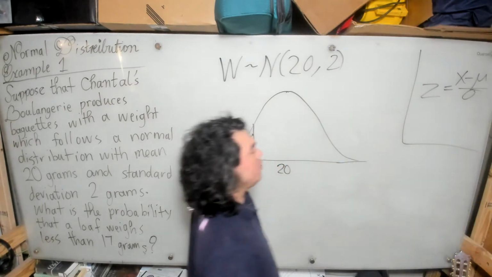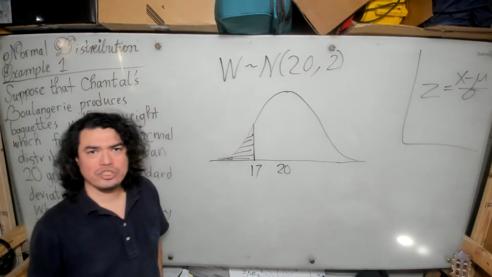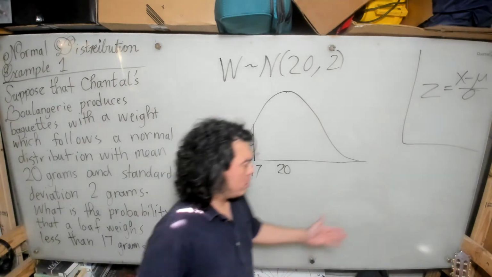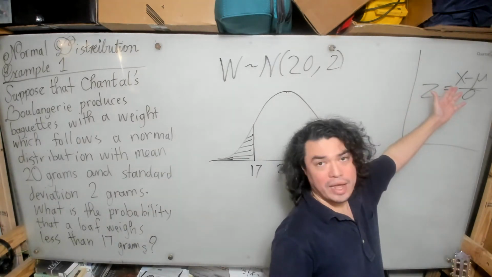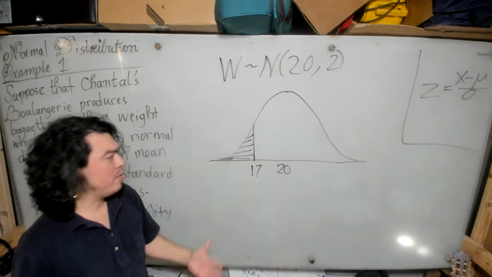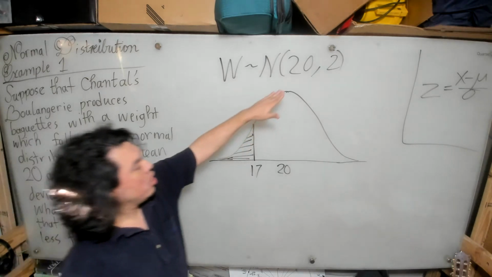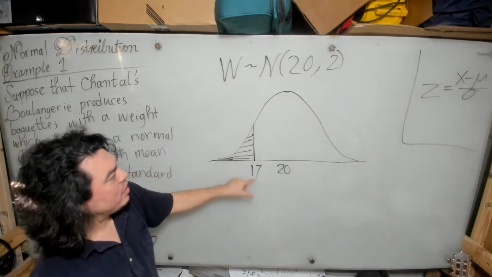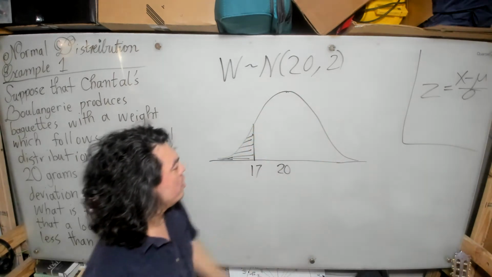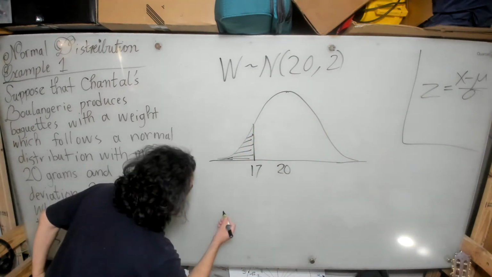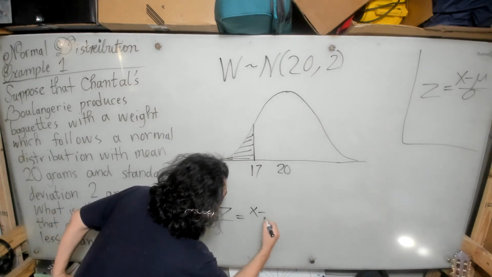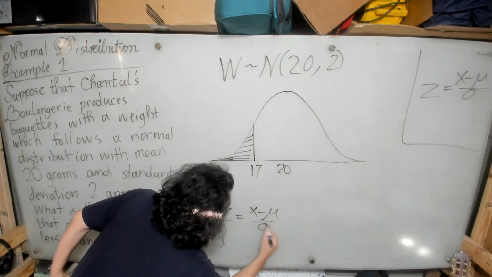And we recall that what it measures is how many standard deviations a particular value, which we have denoted x, is away from the mean. In this case, our x will be our 17, our mu is 20, and our sigma is 2. So let's calculate the z-score of 17. The z-score of 17 will be, let's write that out, x minus mu over sigma.